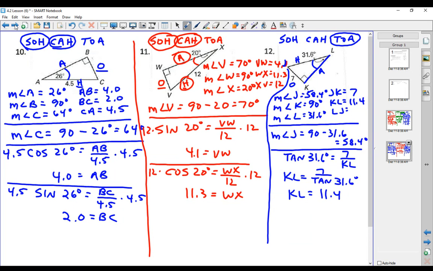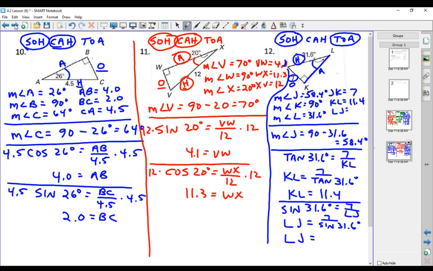Now to find LJ, LJ is our hypotenuse. And I know the opposite and hypotenuse is sine. So we're going to use sine there. So the sine of 31.6 degrees is equal to the opposite, which is 7, over the hypotenuse, which is LJ. Just like before, I want to use the flip-flop method here. So LJ is equal to 7 over the sine of 31.6 degrees. And LJ comes out to be 13.4.